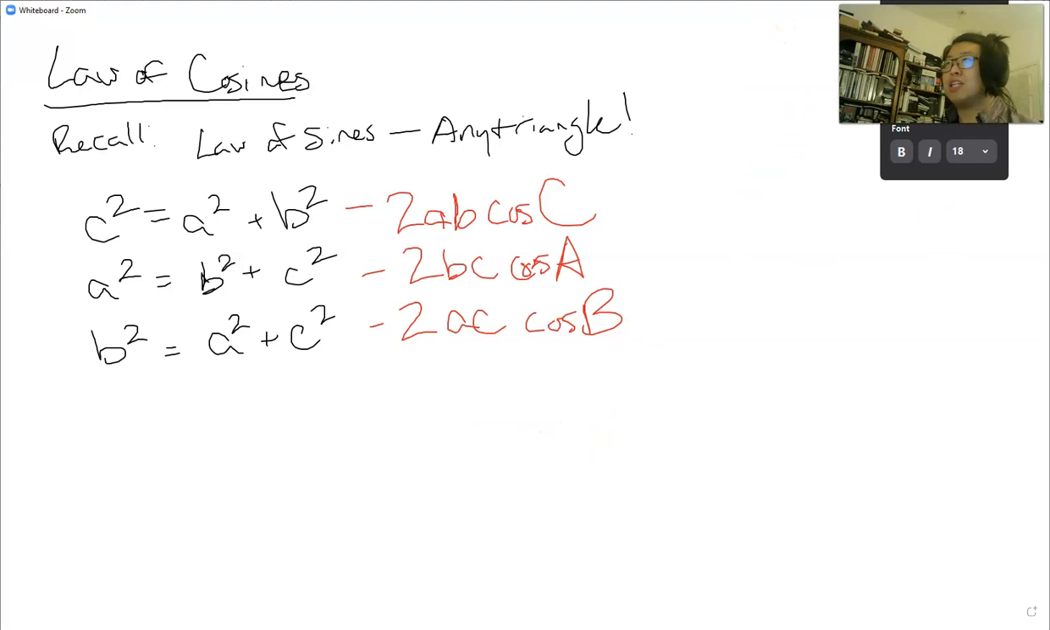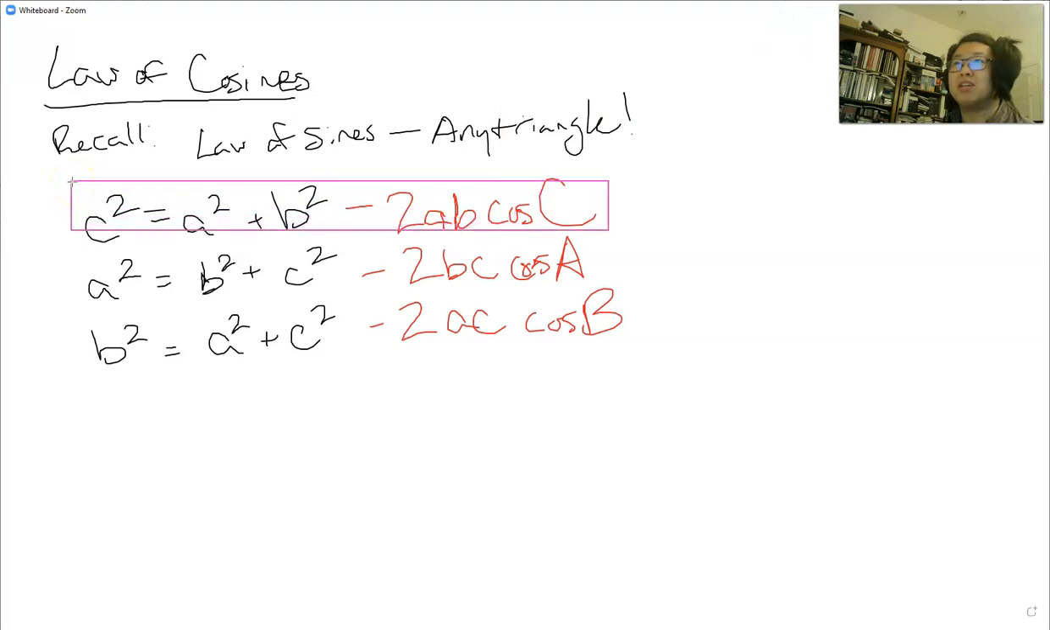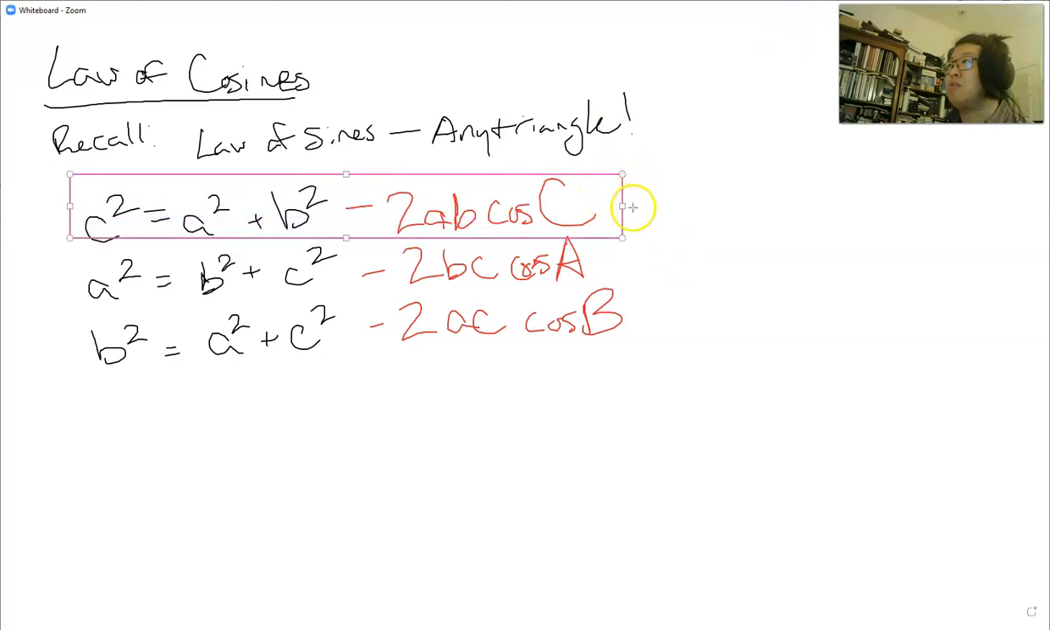Again, try not to memorize all of them. You don't really need to, but as long as you know one of them, or you know how one of them works, particularly this one right here that I'm going to box in pink, that one is the one that looks the most like the Pythagorean theorem anyway. You'll probably be set for this.